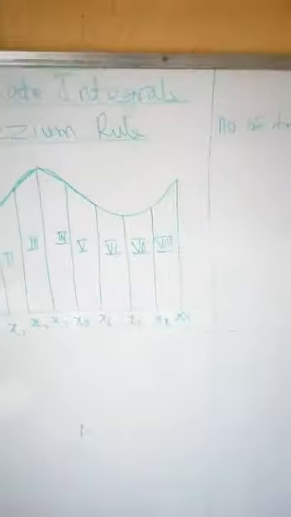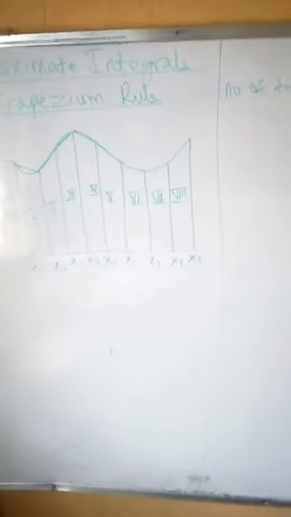So the number of trapeziums that will be obtained if we have n coordinates will usually be n minus 1. That means if we use 5 coordinates, we'll have 4 trapeziums. If we use 6 coordinates, 5 trapeziums. 10 coordinates, 9 trapeziums, and so on.